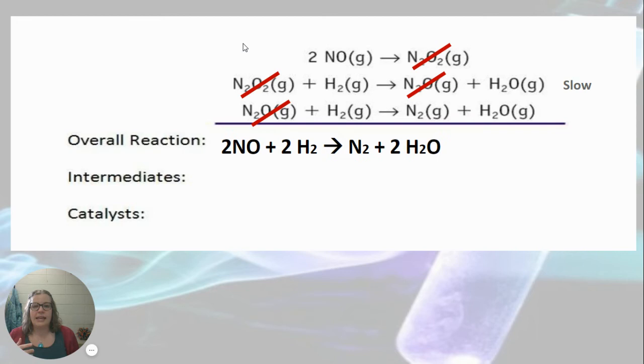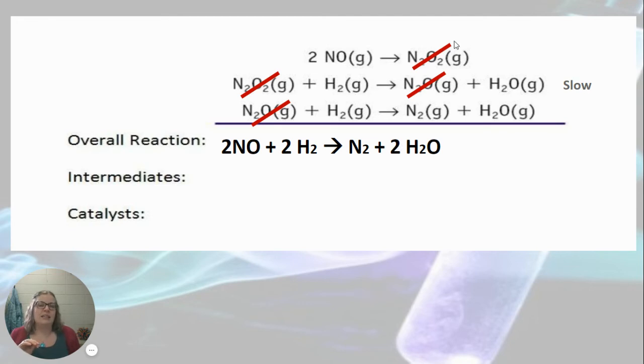And what we get in the end is 2NO right here, plus 2 hydrogen, and that turns into N2 and 2H2O. So this mechanism at the top here is a proposed series of events that give me this overall reaction. So this mechanism says it takes 3 different steps to make this process happen. All these collisions have to occur to get from start to finish.